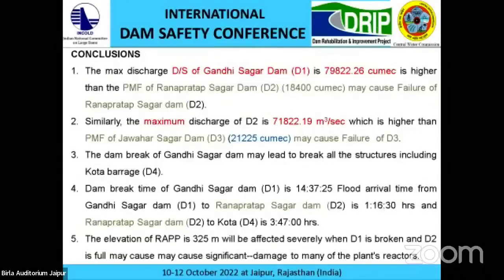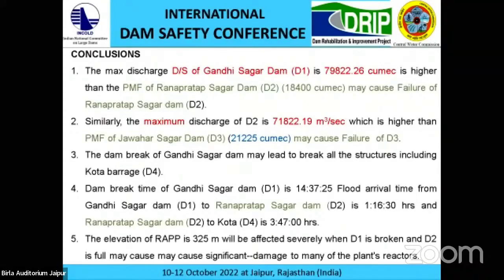So these are some of our conclusions. We can see over here that the maximum discharge at Gandhi Sagar is 79,000, which is higher than the PMF of Rana Pratap Sagar. So if the dam is broken, that flow is higher than the PMF of Rana Pratap Sagar, so definitely it will break Rana Pratap Sagar also. Similar situations will be for the other dams also.